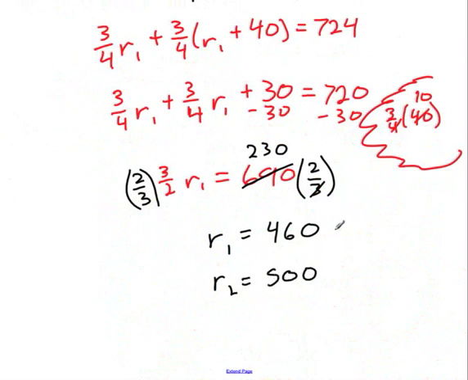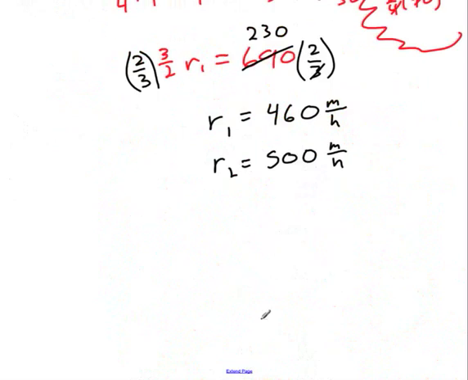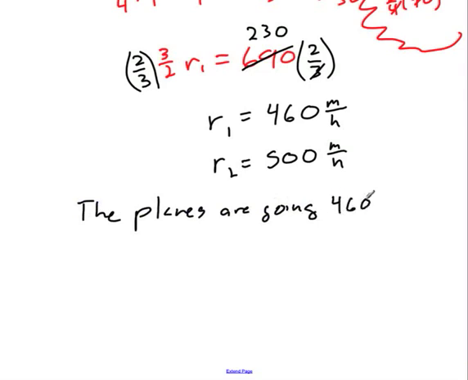So remember, when you're doing this, that we're going to have our units. Since it's a rate, it's going to be miles per hour, and this one's going to be miles per hour. Make sure that you do that. I don't like r1 and r2, so you need to say the planes are going 460 miles an hour and 500 miles per hour.